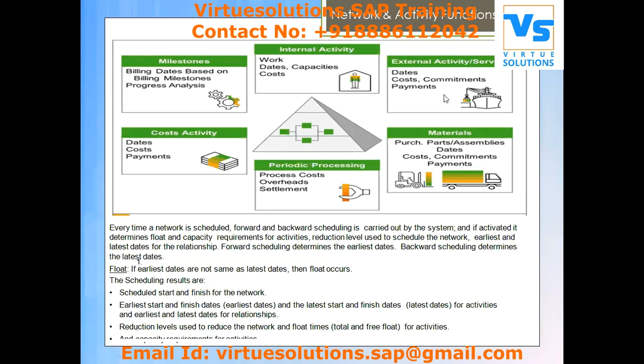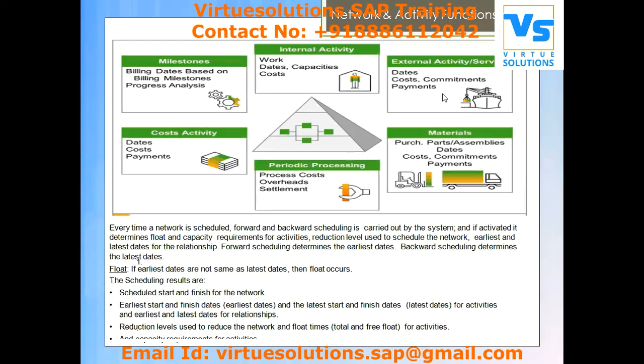Then we have external activities. External activities deal with the material relevant activity. Suppose I want to purchase a material from any external vendor, in that case I have to go with this kind of external activity. I just need to give you some ID for that. System will understand that based on the info record, and it will automatically create a purchase requisition.